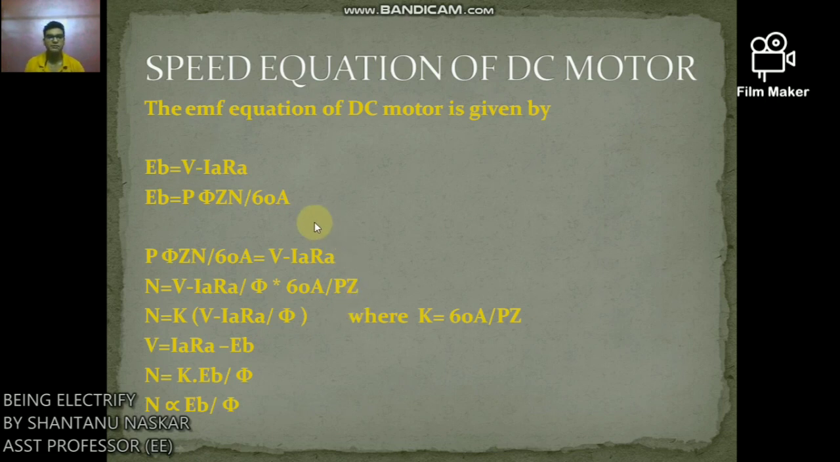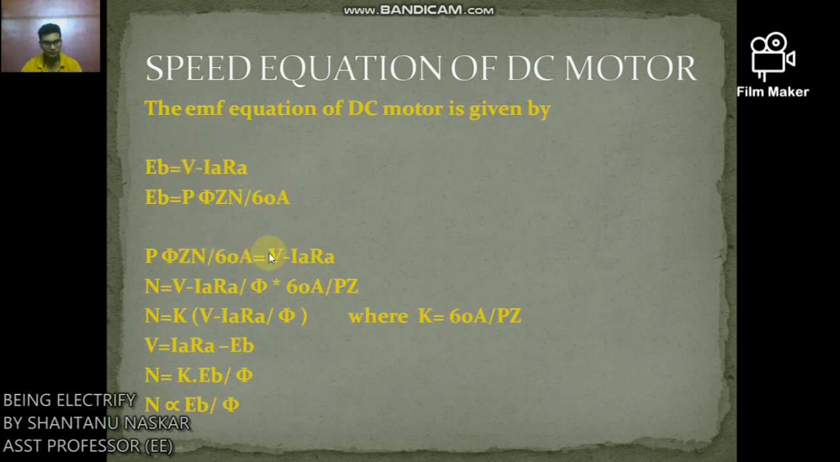So, speed equation of DC motor. The EMF equation of DC motor is given by Eb equals V minus Ia Ra. And also we can write back EMF Eb equals P phi Z N by 60A, where Eb equals back EMF, P equals number of poles, phi equals flux, Z equals number of armature conductors, N equals speed, and A equals number of paths through armature. So we can write that P phi Z N by 60A equals V minus Ia Ra.